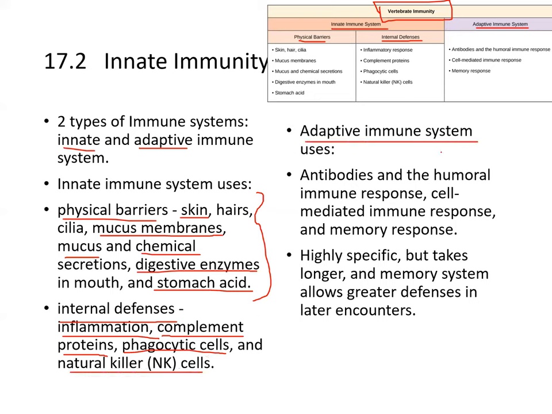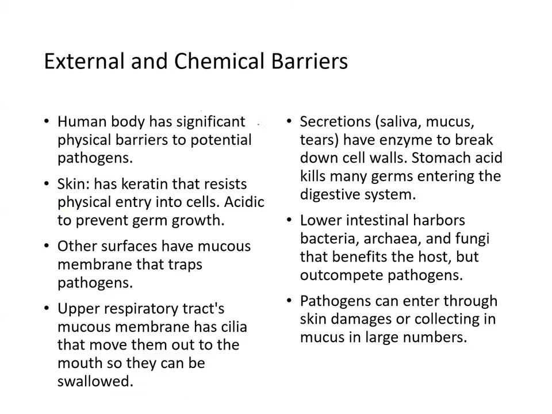And the adaptive immune system uses antibodies, the humoral immune response, the cell-mediated immune response, and the memory response. These are highly specific, but they take more time to develop and mount. And the memory system allows greater defenses in later encounters with the same pathogens or invaders.